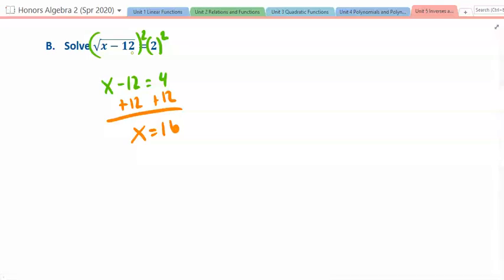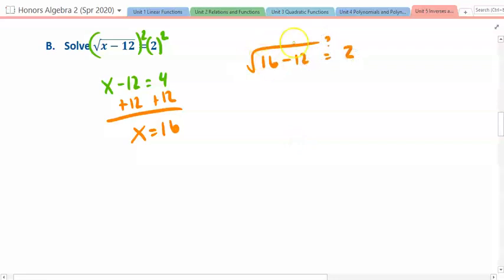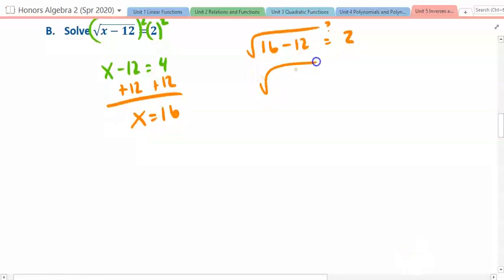X could be negative in certain situations. But let's check our answer. 16 minus 12, is that equal to 2? Square root of 16 minus 12, and so the square root of 4, is that equal to 2? Of course it is. So this checks out, so this is my final answer.